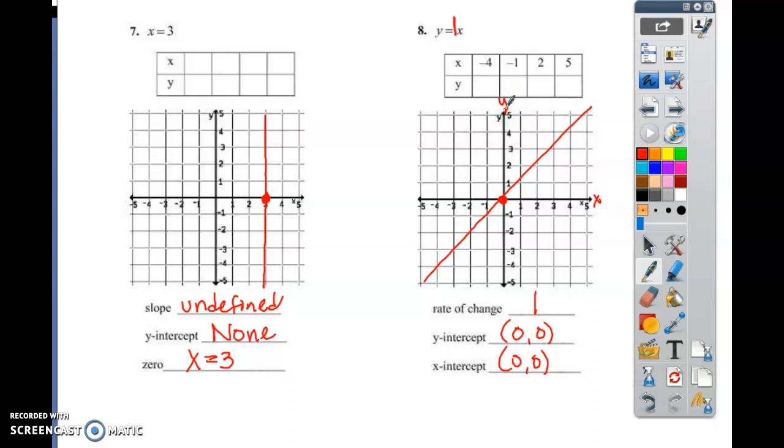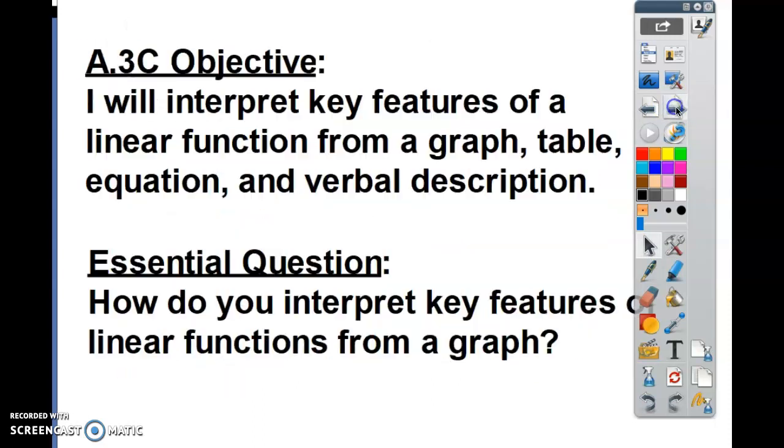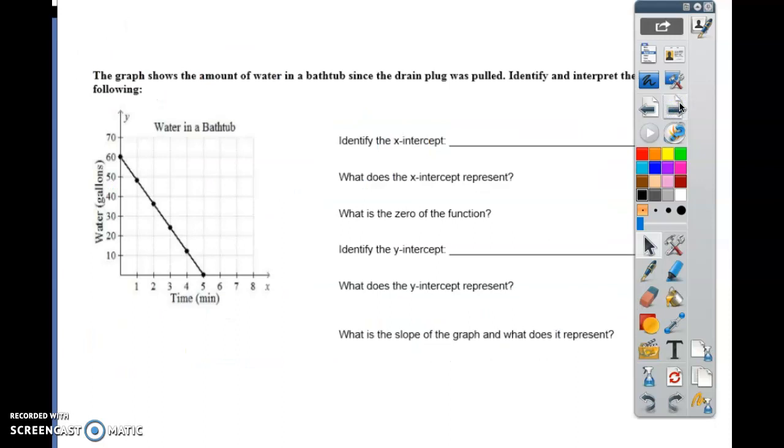So that was a little refresher on linear key features. Let's go to today's worksheet. This one, you were supposed to cut it and paste it on page 12, 13, or 14. So let's go to today's problem.